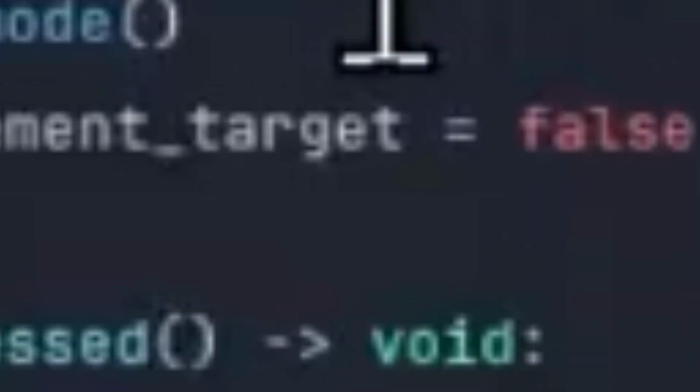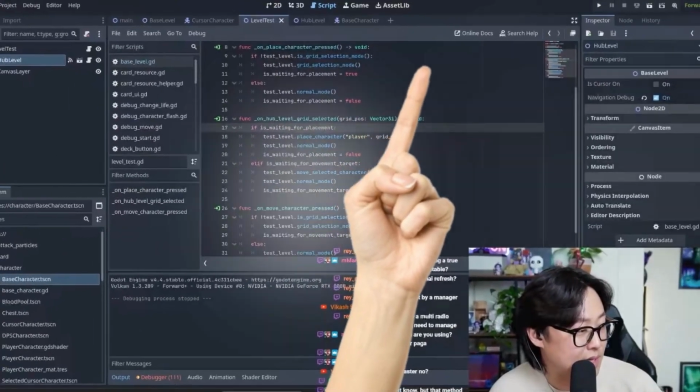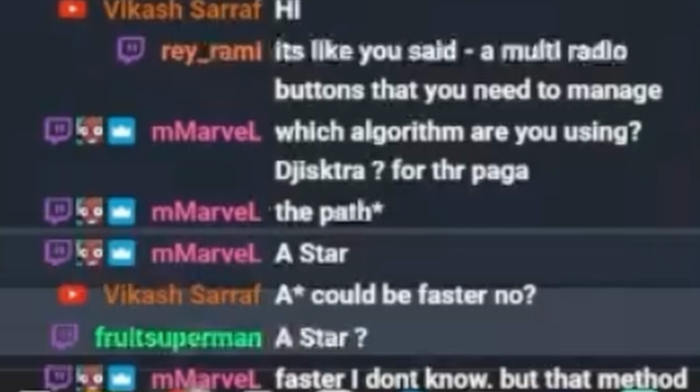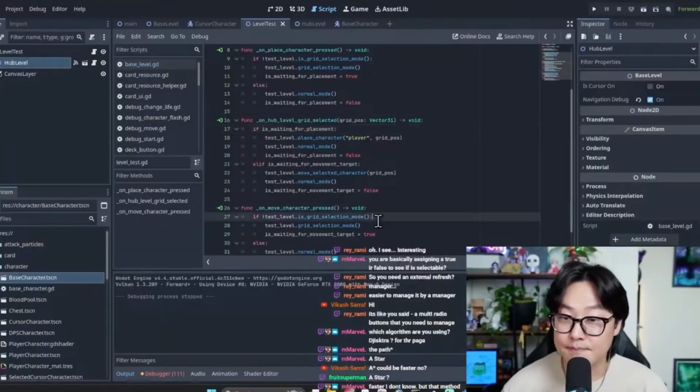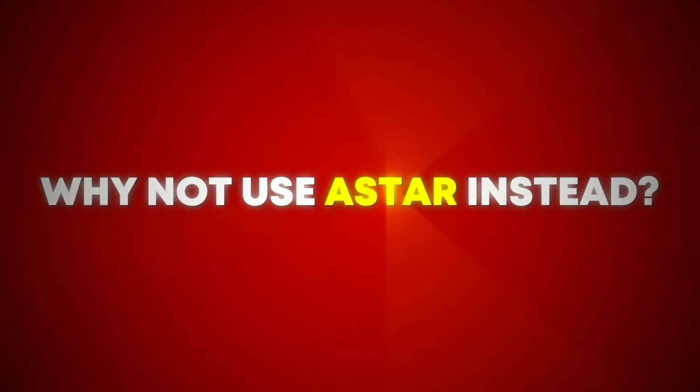But one of my viewers during the live stream had a little question to ask. Marvel says A star. First Super says A star? Fester, I don't know, but that method can consume a lot of memory, no? It can. Why not use A star instead?